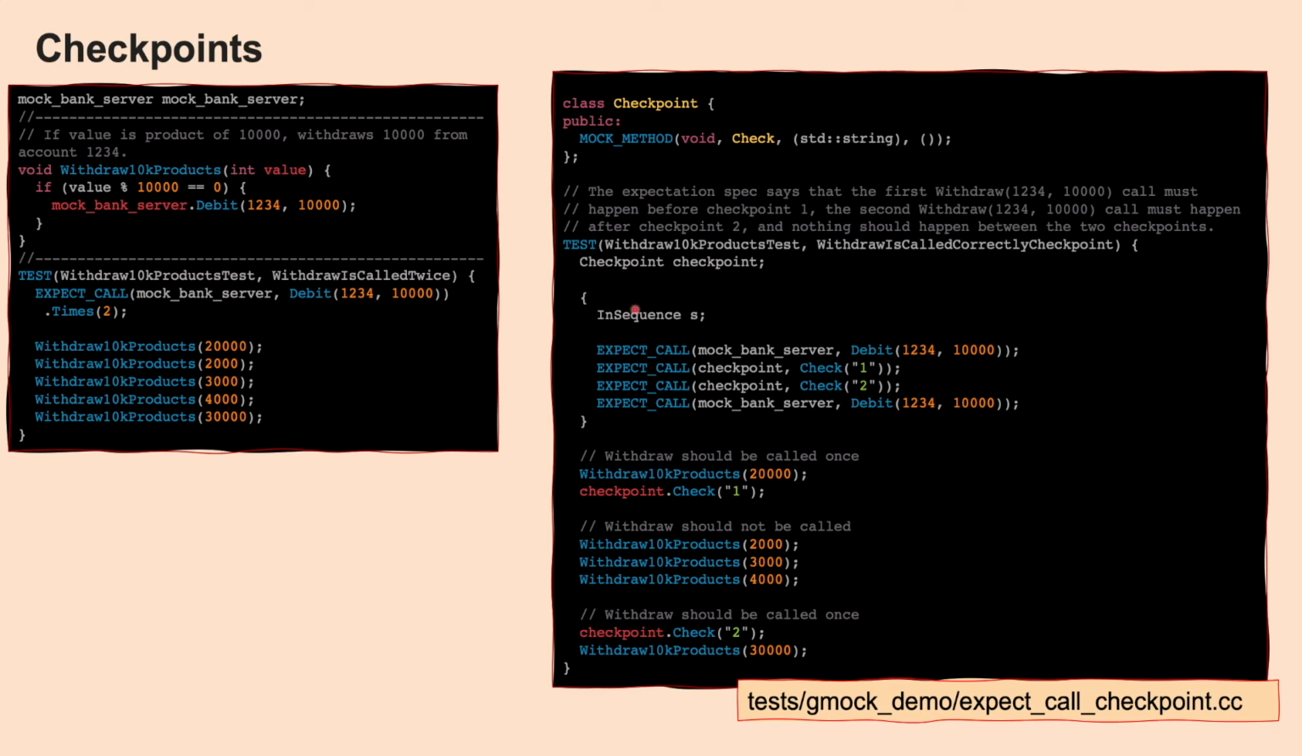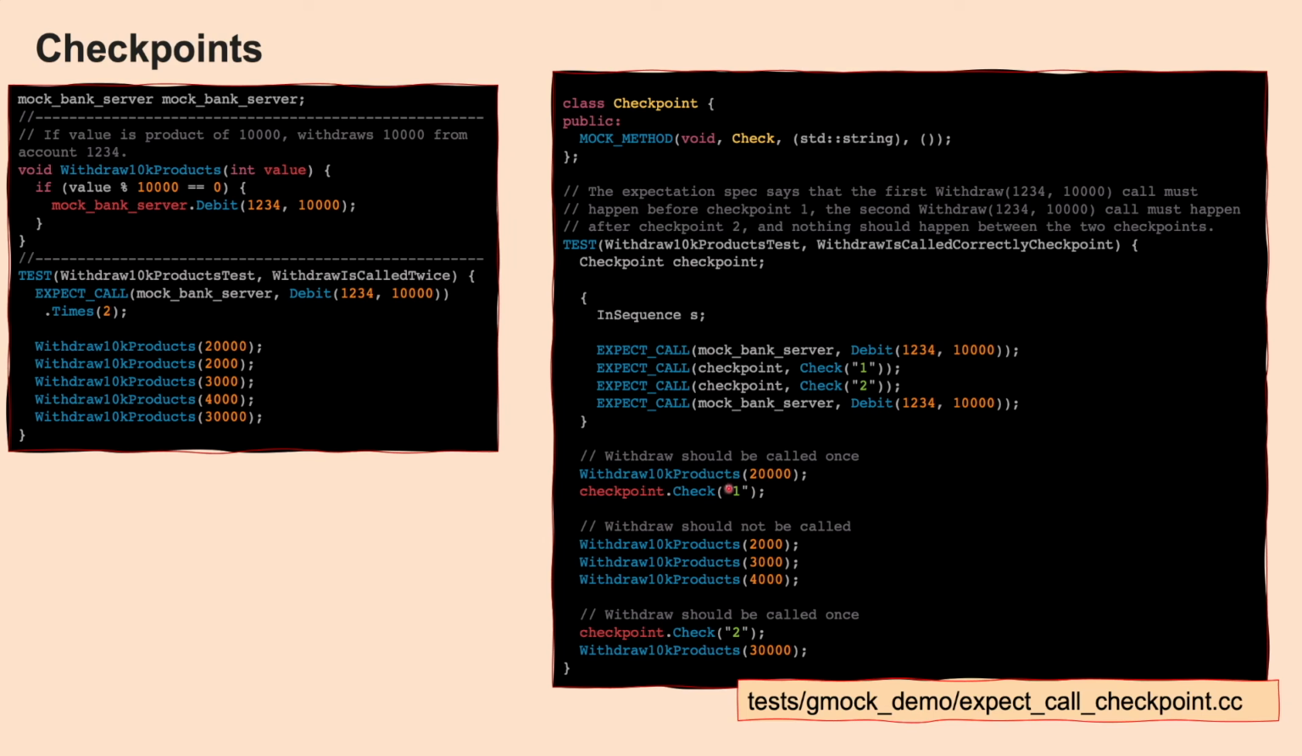This in sequence object forces the sequence of the calls to be exactly the same order that they appear, namely debit, check 1, check 2, and then debit. Now, if you go ahead and add your check calls after these functions, the test should pass, and if it doesn't, it should tell you exactly where the test passed. So here we are saying that first debit should be called, then checkpoint 1, nothing should be called between 1 and 2, and then checkpoint 2, and then debit again, which is exactly what we are specifying here.